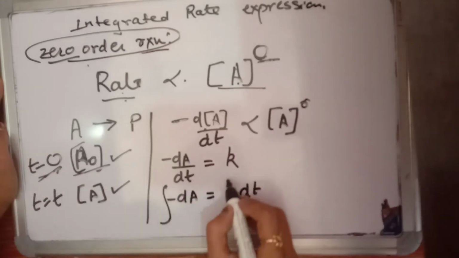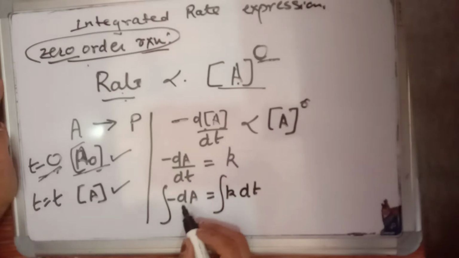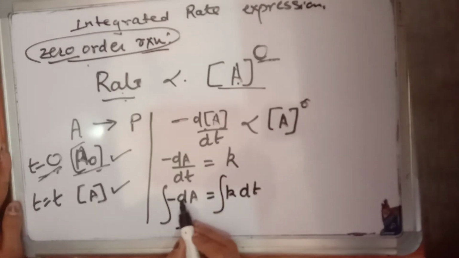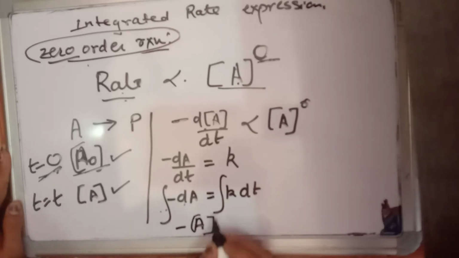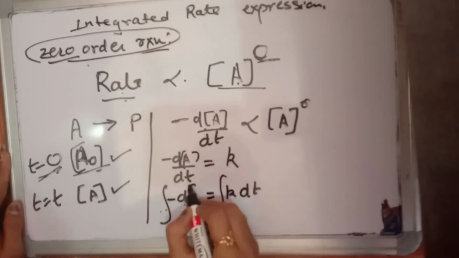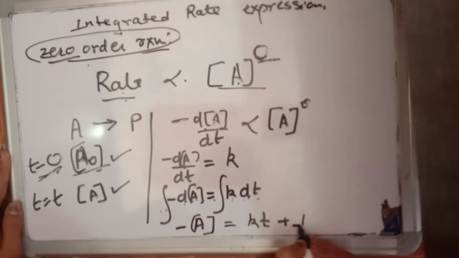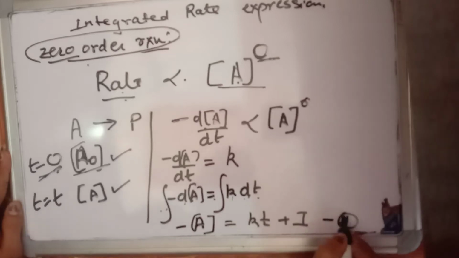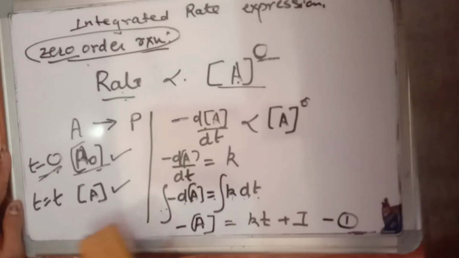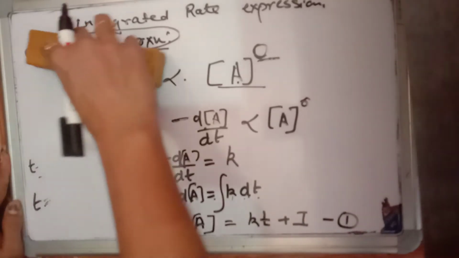So integrating, upon integration, derivative and integration cancel out. On the left hand side we get only A, the concentration of A. And on the right hand side, k is constant, so it comes out of the integration, and integration of dt is t plus I. I is the constant of integration. Okay. So now we have to find I.